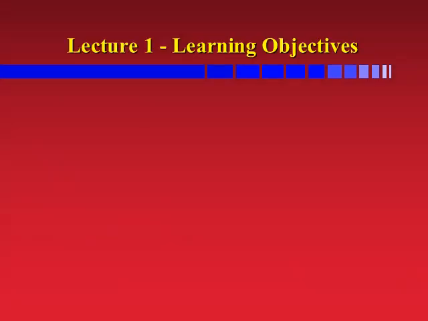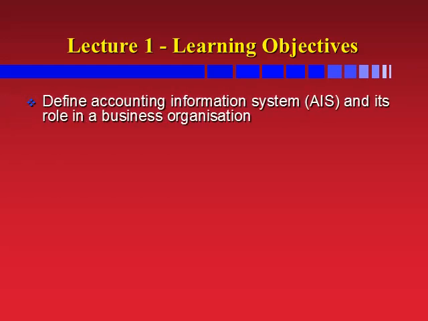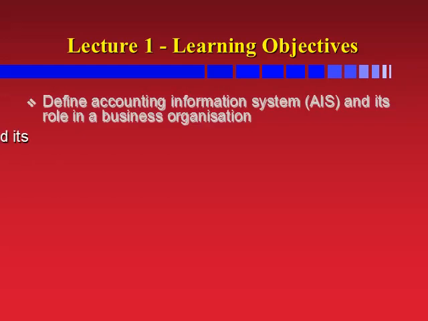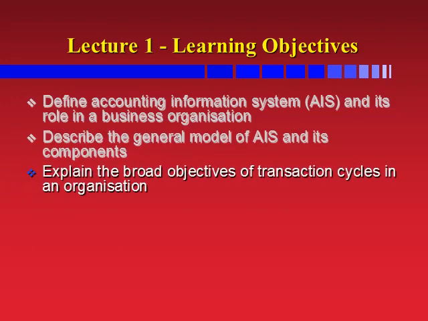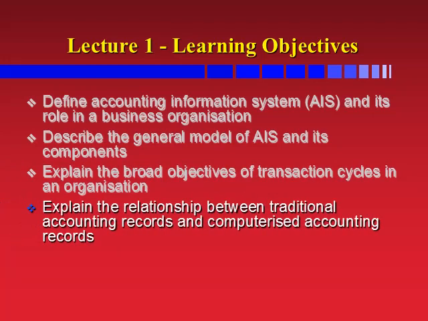So at the end of this lecture, you should be able to define accounting information systems and its role in a business organization, as well as describe the general model of accounting information systems and its components. You should also be able to explain the broad objectives of transaction cycles in an organization and the relationship between traditional accounting records and computerized accounting records.